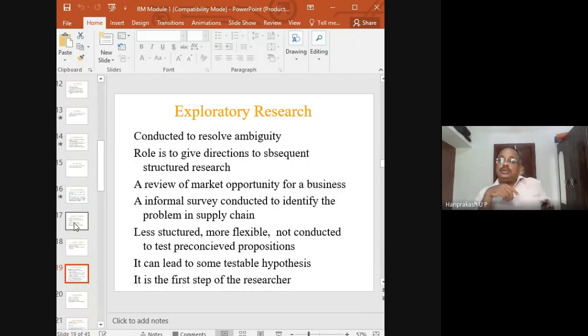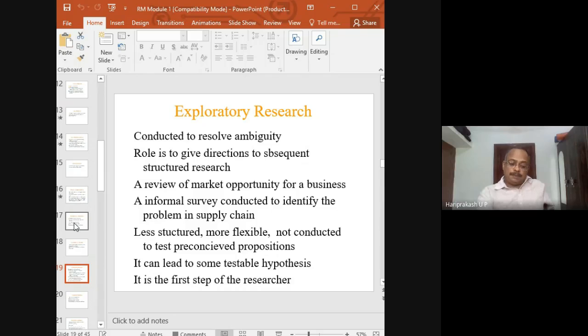So how to do that? By going through studies that have already been done. There are so many studies done in each and every area. You take any topic, any area, and lakhs and lakhs of studies have already been done. You have to go through them. There will be reports and articles on those topics, so you have to study that.